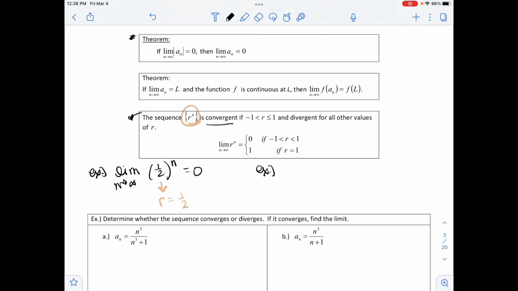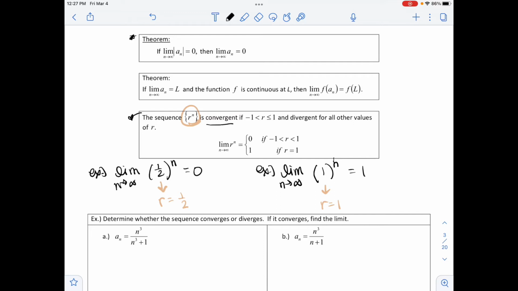Likewise, another example, if we have the limit as n approaches infinity of 1 raised to the nth power, we would say that r in this case is equal to 1, and when r is equal to 1, we get an answer of 1 for our limit.